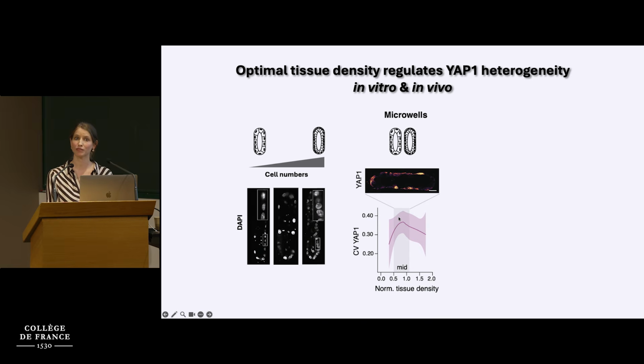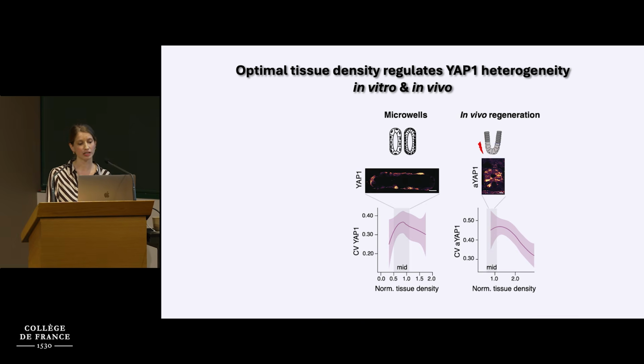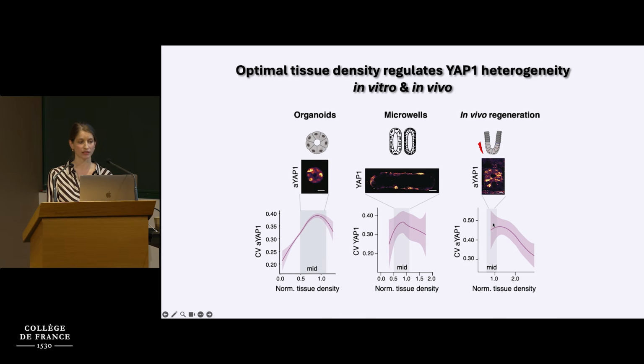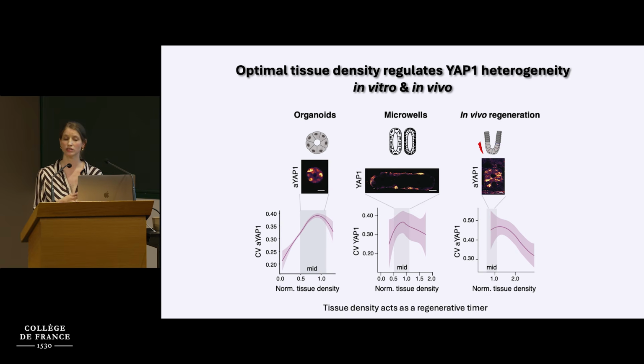Now this looked very promising for the in vitro system, so then we wanted to know, is this also true for the in vivo system? There, going back to the irradiation case and performing single nuclear segmentation, we also identified that the peak of coefficient of variation happens again at this intermediate tissue density. This shows that in all three systems, in vitro and in vivo, tissue density seems to act as a regenerative timer. The tissue is proliferating, and once a critical tissue density is reached, this leads to heterogeneity establishment.